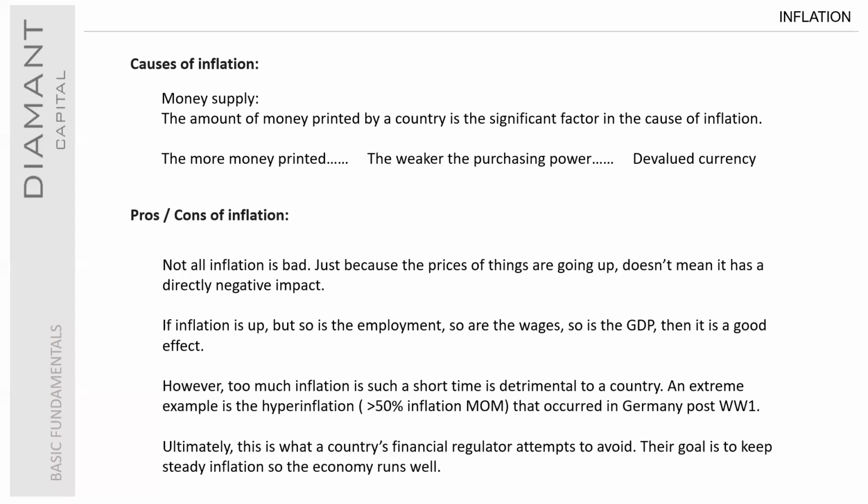As we explained here, an extreme example is hyperinflation, which is considered 50% inflation month on month. So between one month to the next, more than 50% is a crazy amount of inflation to see. Now, ultimately, this is what countries' financial regulators attempt to avoid. Their goal is to keep a steady inflation rate of 2%.